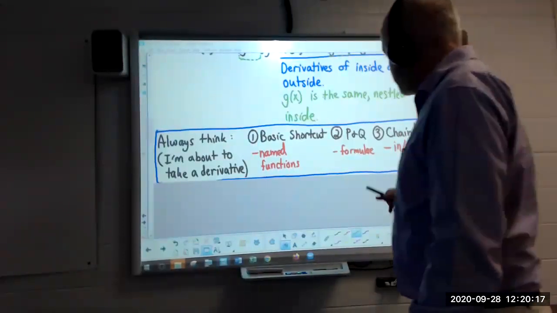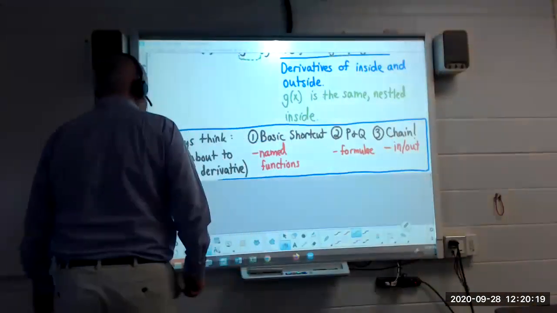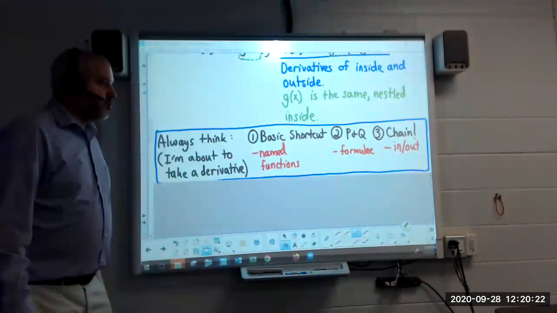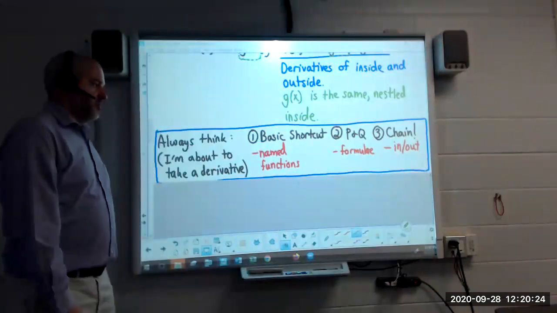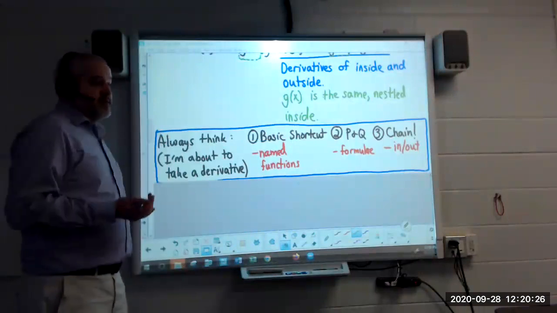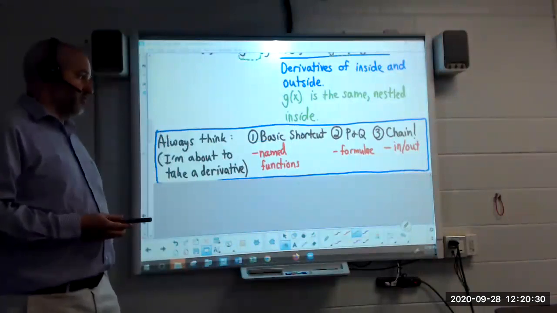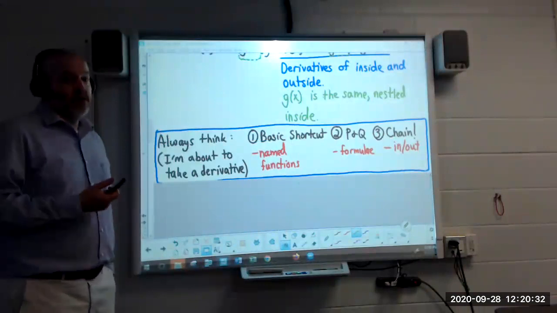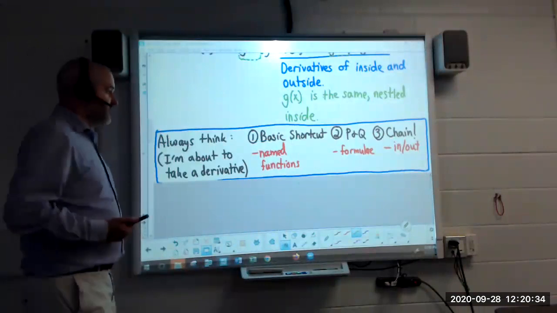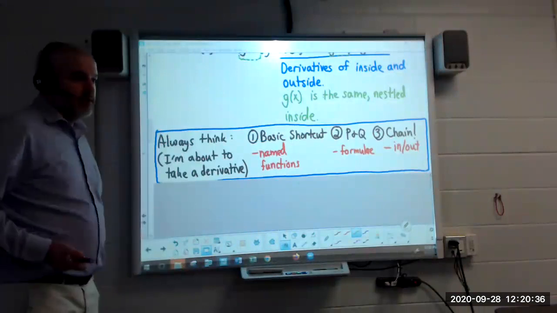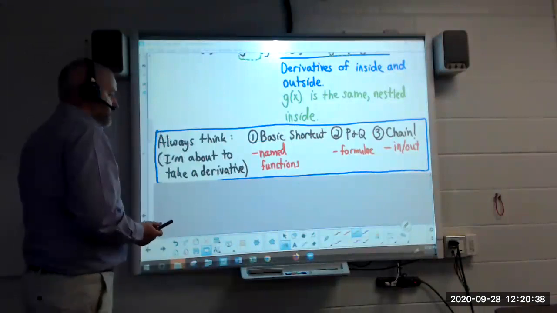So we're thinking about these three things at the same time. And yes, it's hard to do. There's no particular order you need to engage with them in. I can tell you what I typically do. I always think about the chain rule first, and then I think about the product and quotient rule, and then I think about basic shortcuts. But there are people who have the consideration in a different order that are equally successful as I am when it comes to taking derivatives.